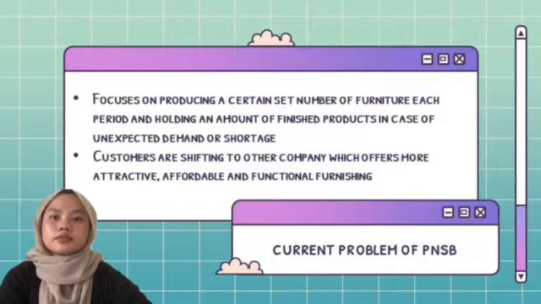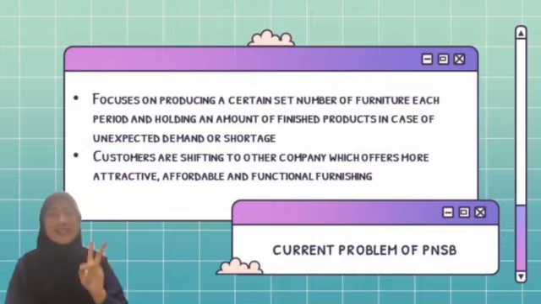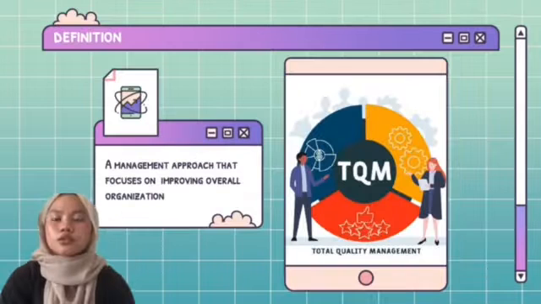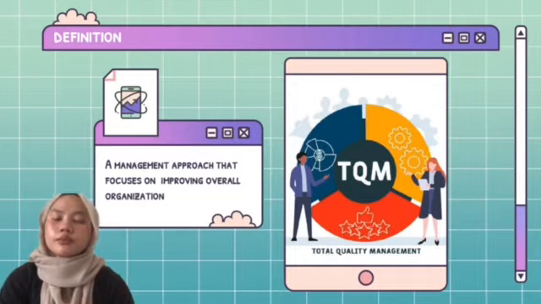The current problem of the company, Perabot Nusajaya Sdn Bhd, that can be related to total quality management is that the company focuses on producing a certain set number of furniture each period and holding an amount of finished product in case of unexpected demand or shortage. The second problem of PNSB is customers are shifting to other companies which offer more attractive, affordable, and functioning furnishings. So, getting more into the chosen modern business environment, which is total quality management.